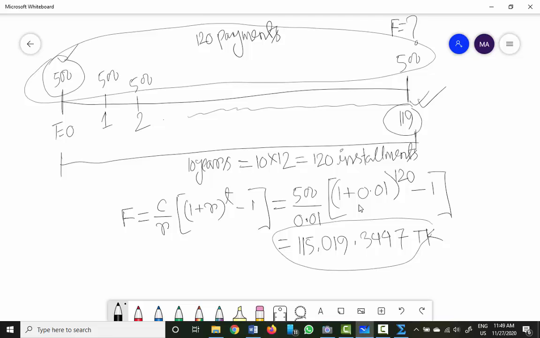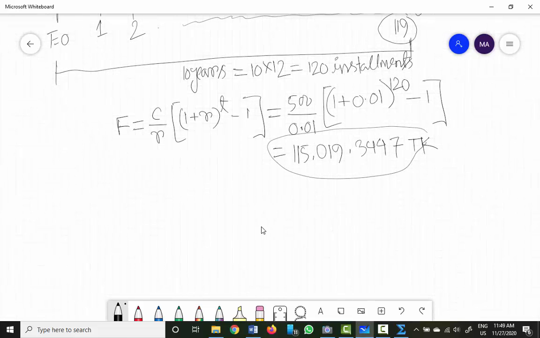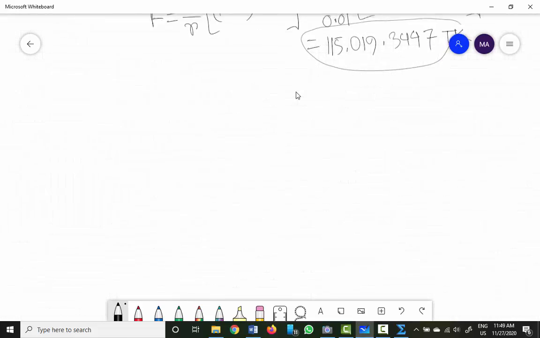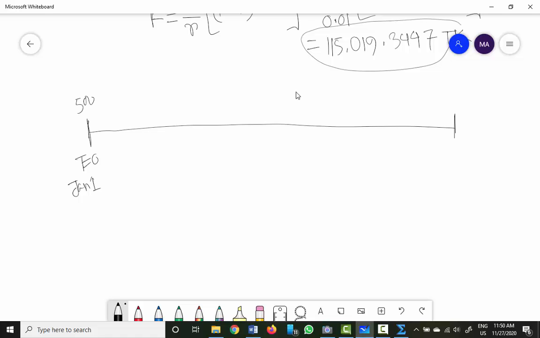So that means in that case, for example, let me show you again using a diagram. For example, this is period 0, which is January 1. So at January 1, Mrs. Parveen has made a 500 taka deposit.